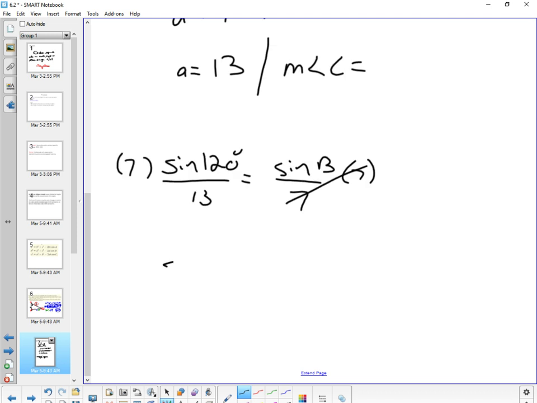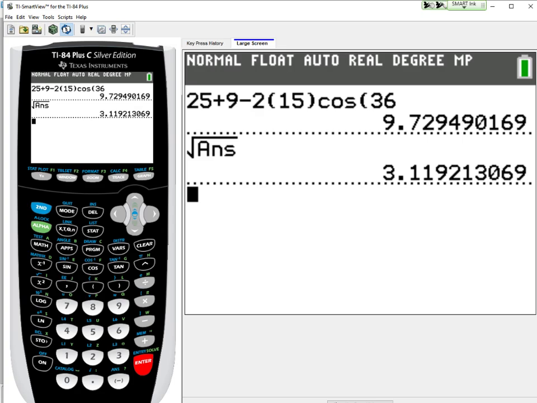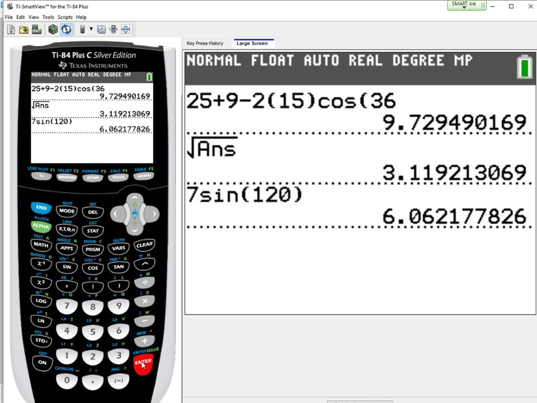That means that sine B is equal to some decimal. Let's figure out what that is. You get 0.466. 7 sine 120, and then we're dividing that by 13.